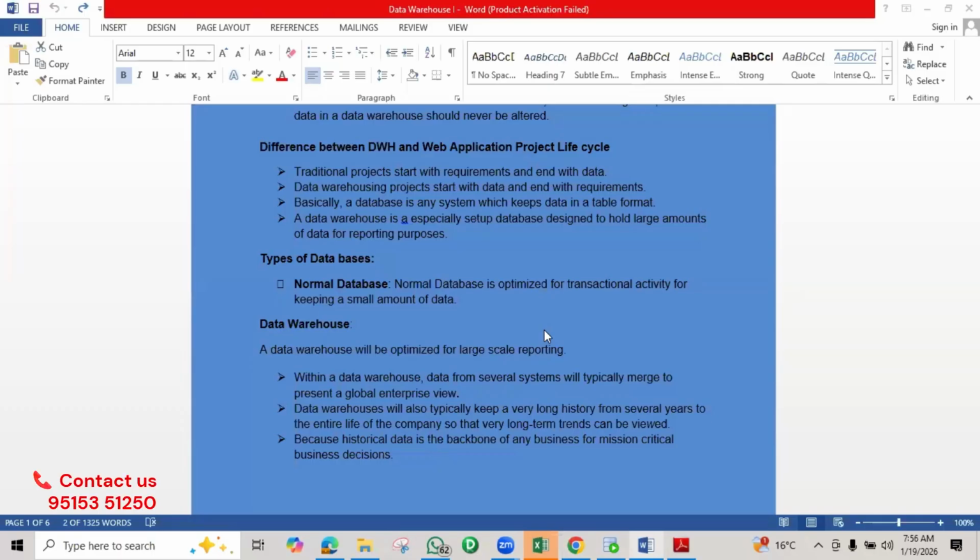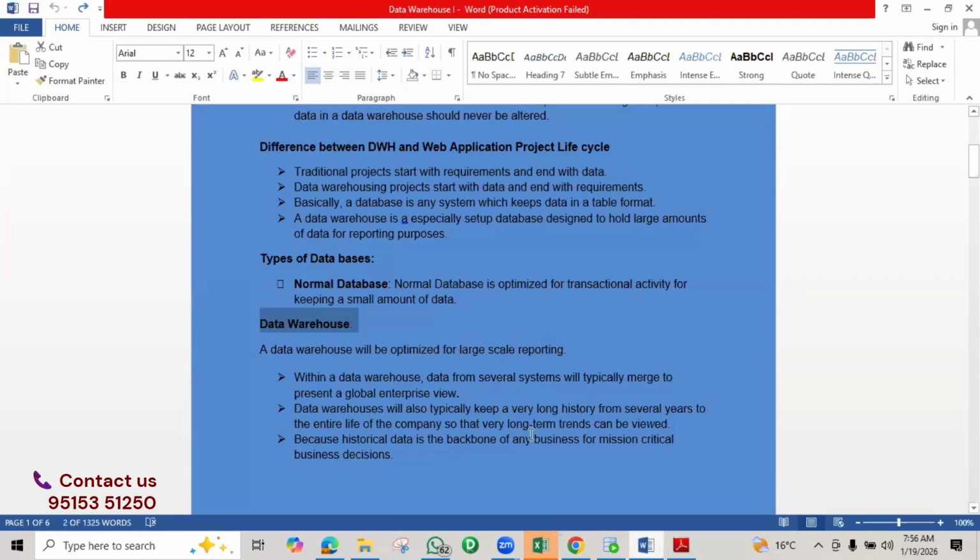Silence means no question. So in the interview, the interviewer will ask one question: as the ETL tester, which one are you using? A normal database or a data warehouse? So what do you have to say? You have to say we are using a data warehouse in our project.